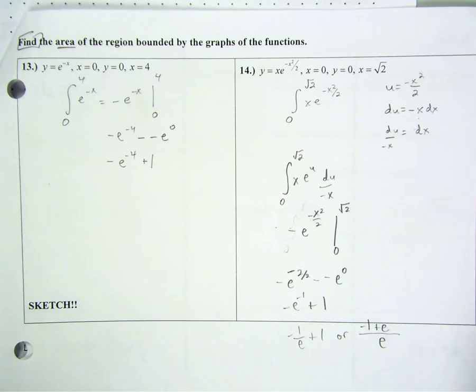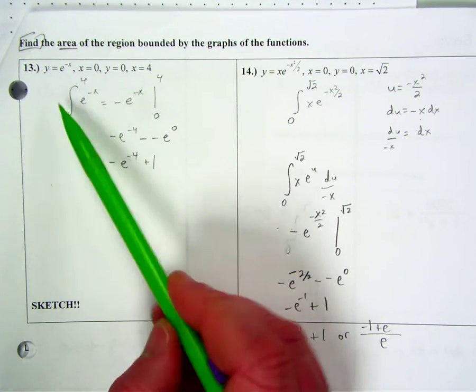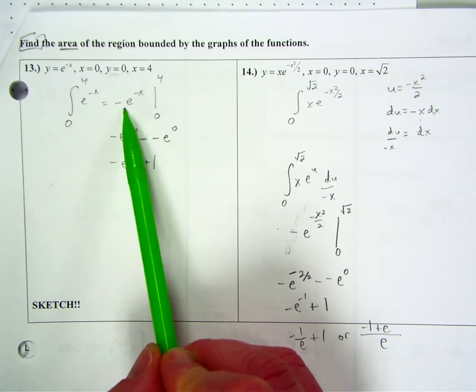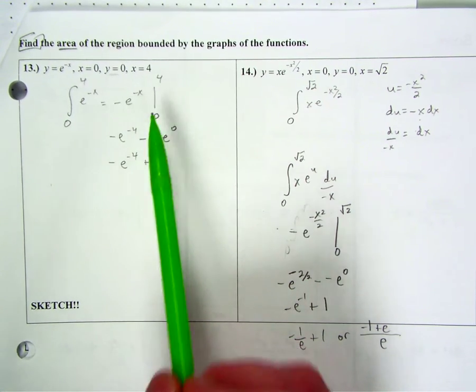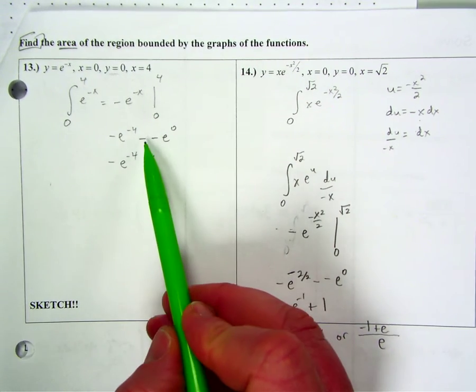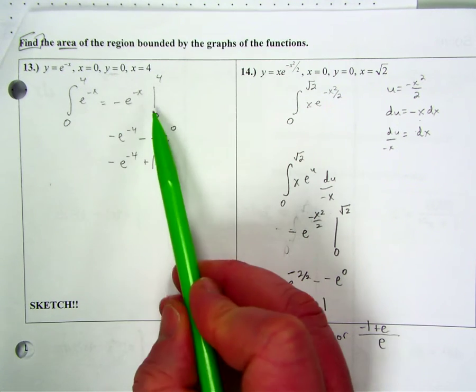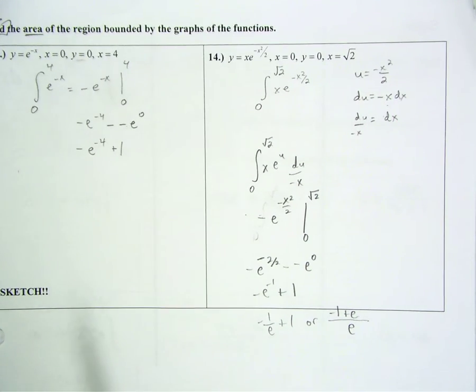The area of the region means you're taking an integral from x to x. This y equals 0 just means it's to the x-axis. So you're integrating this e to the negative x, plugging in 4, plugging in 0. Don't forget to subtract your negative, because e to the 0 is a number. A lot of times when we plugged in 0, it just went away with polynomials, but e is a number.